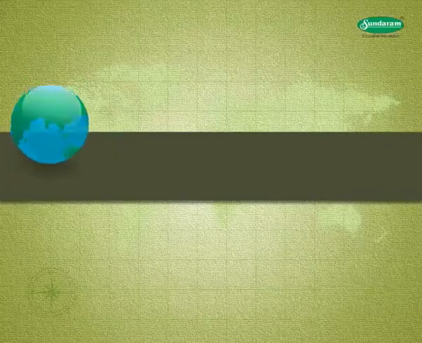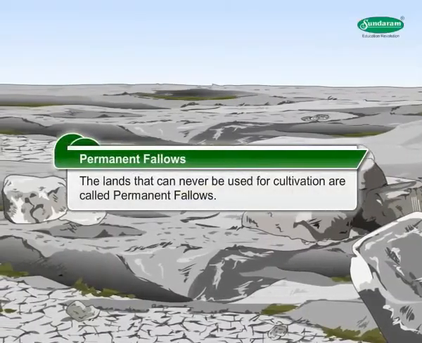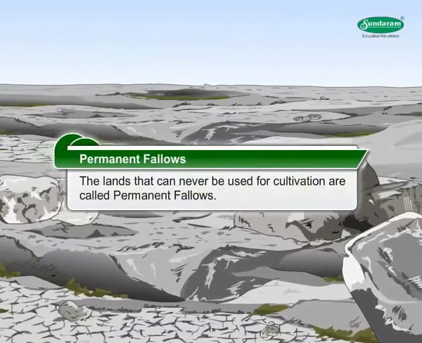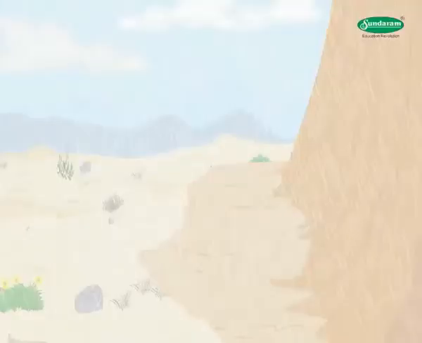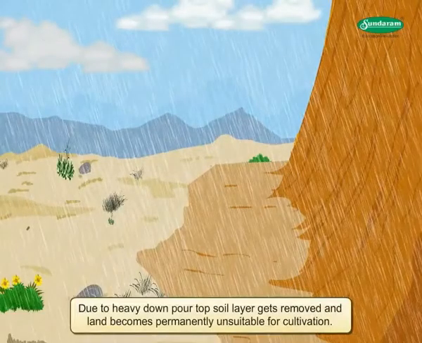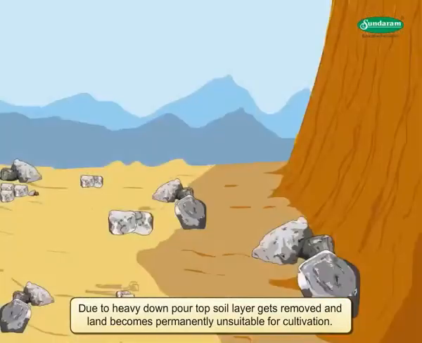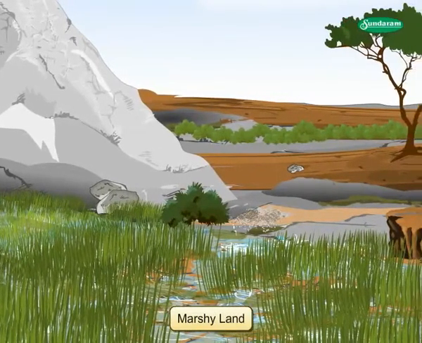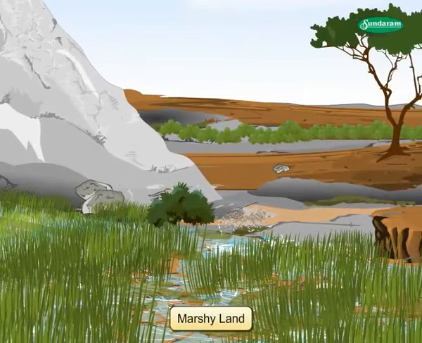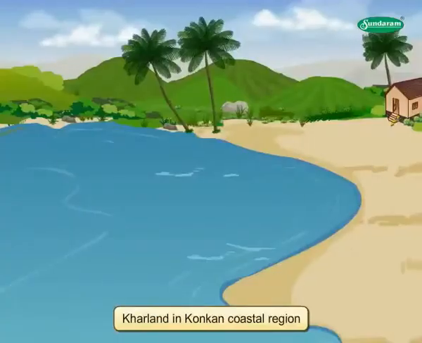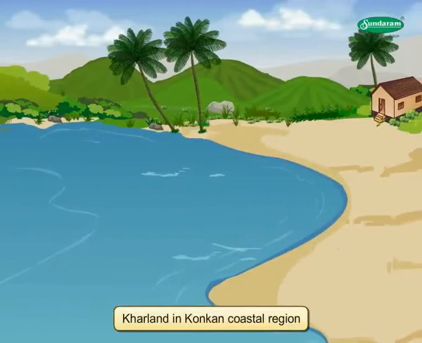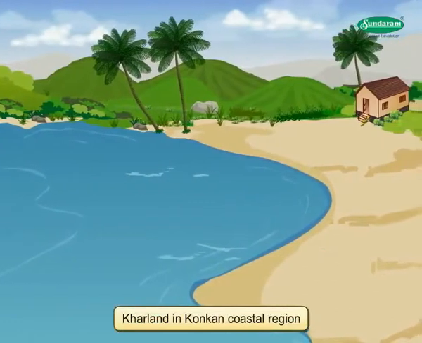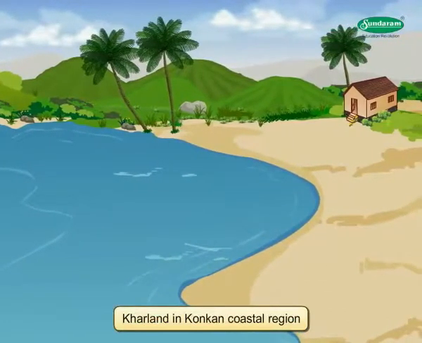Fallow lands. The lands that can never be used for cultivation are called permanent fallows. Due to heavy downpour, the topsoil layer gets removed and land becomes permanently unsuitable for cultivation. Similarly, some areas turn into marshy lands due to waterlogging. Particularly, Khar land in Konkan coastal region is a good example of permanent fallows.